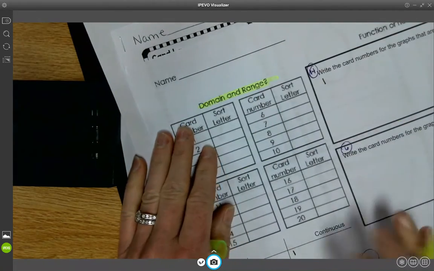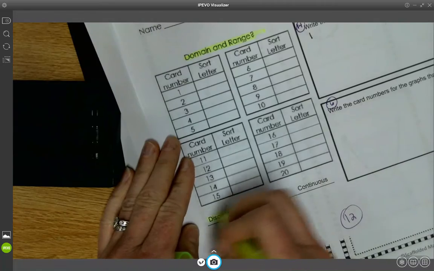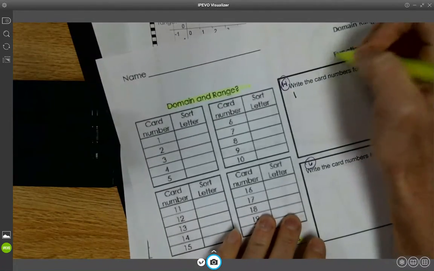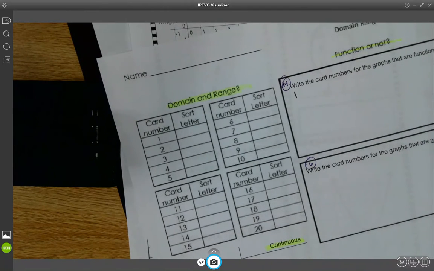Domain and range. You're determining discrete or continuous. And then you're doing function or not a function. So for each card, you're doing each of these 3 things. What I suggest doing first is deciding whether it's discrete or continuous and function or not. After you do that, then you can do your domain and range.